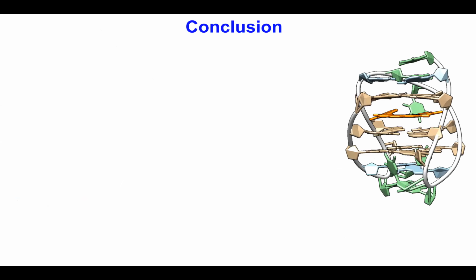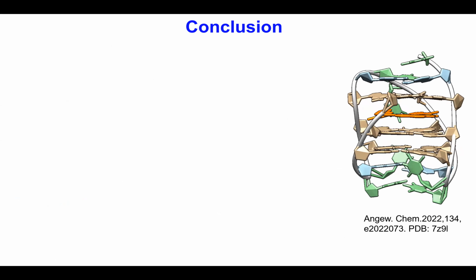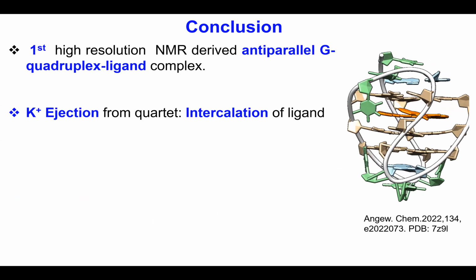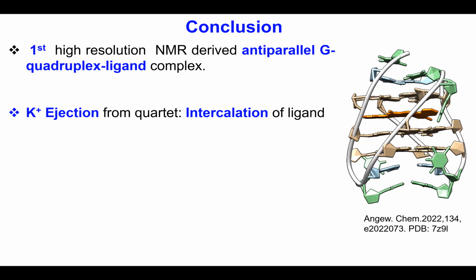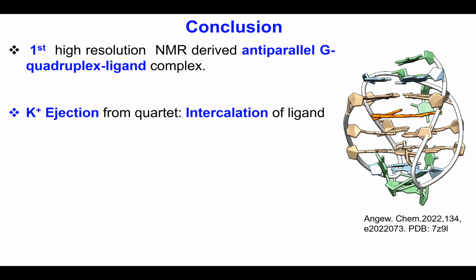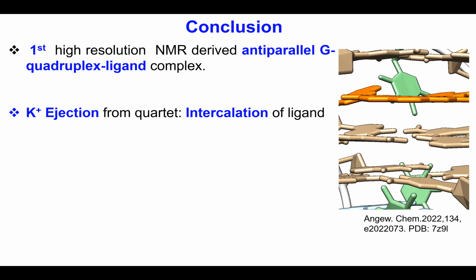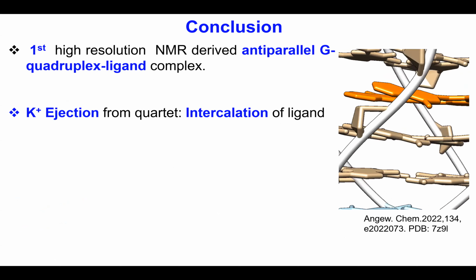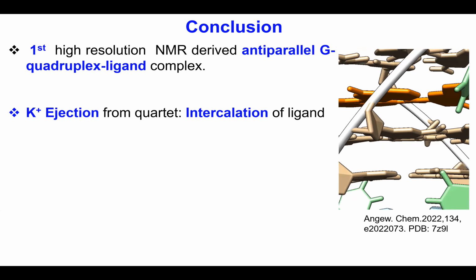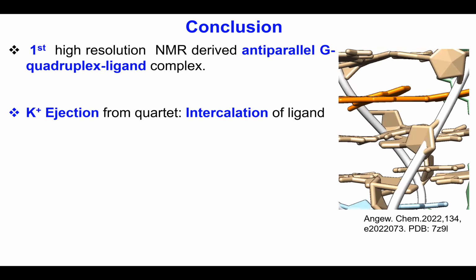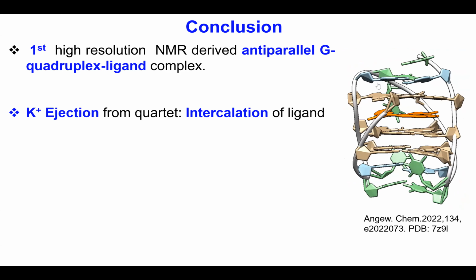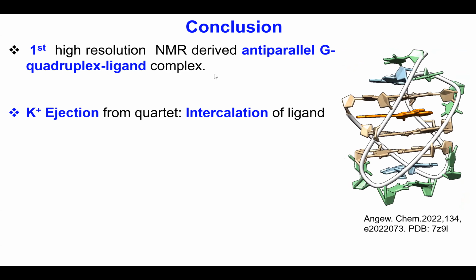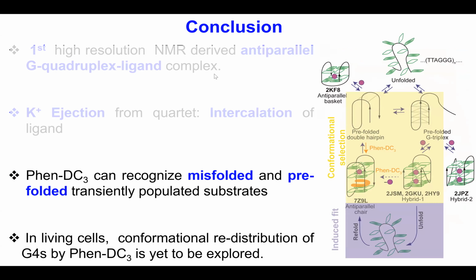So finally, we came to the conclusion that our ligand is the first complex with a high-resolution NMR-derived structure of the antiparallel three-quartet G-quadruplex ligand complex. And what we observed from the mass spectrometry is that one potassium is ejected, and we actually see from the NMR structure also that this is because of the intercalation of the ligand.